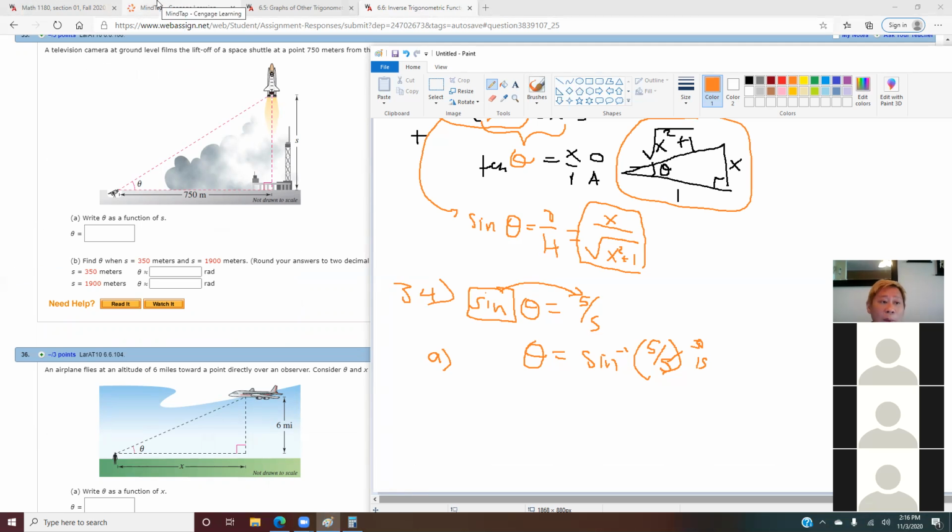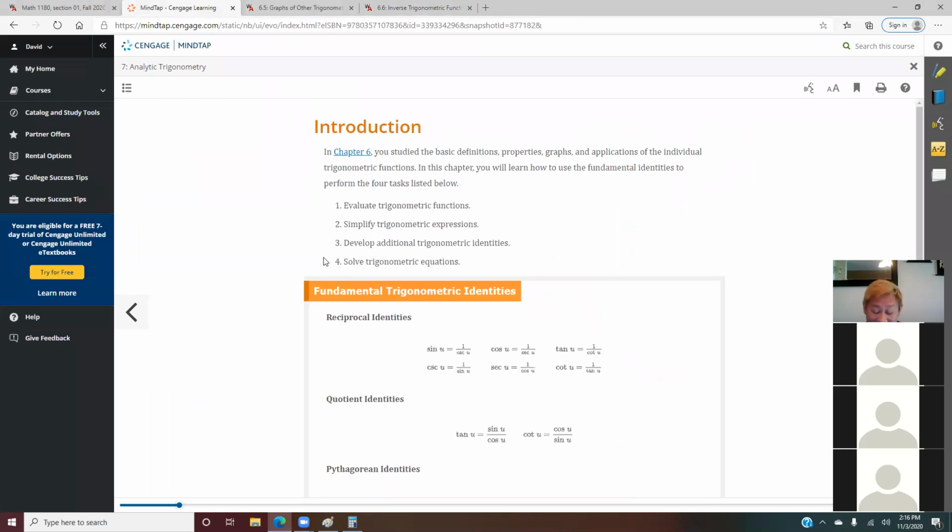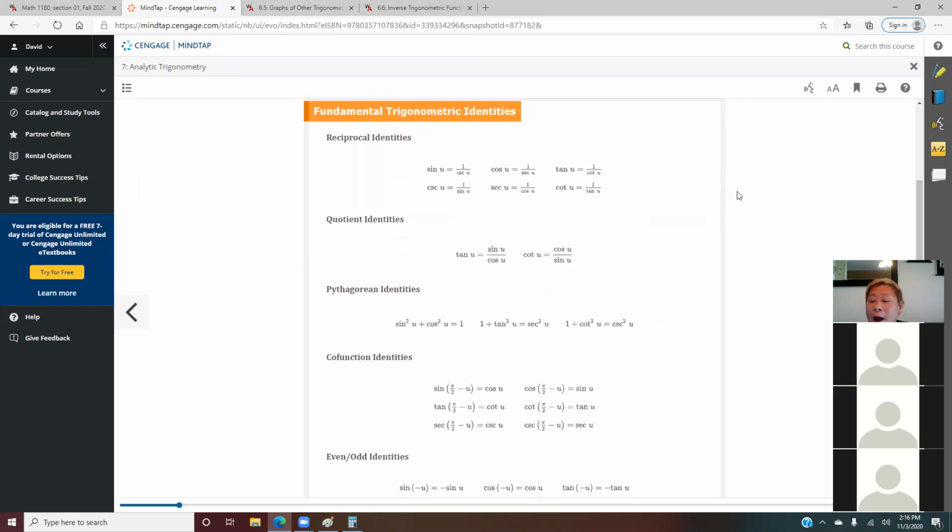So next thing we're going to talk about is chapter 7. So we're going to start chapter 7. Chapter 7 is where we were doing what we call identities, trigonometric identities. Chapter 7 is what we call a killing chapter, means that a lot of people will just roll their eyes and say, what's going on? So this is the first thing I need to introduce to you guys, the fundamental trigonometric identities.